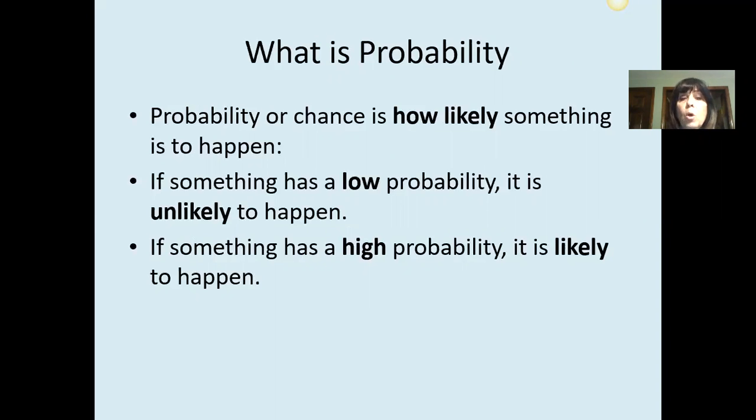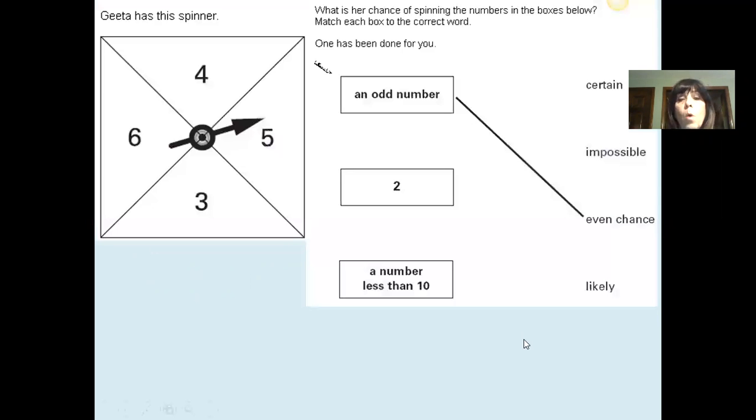If something has a low probability, it is unlikely to happen. The lowest probability is a 0, and that is if something is not going to happen. A high probability is something that will happen, and that is a 1. So here's an example of some different probabilities.